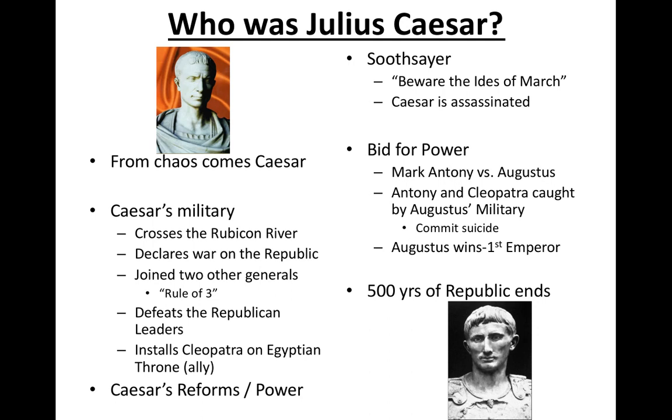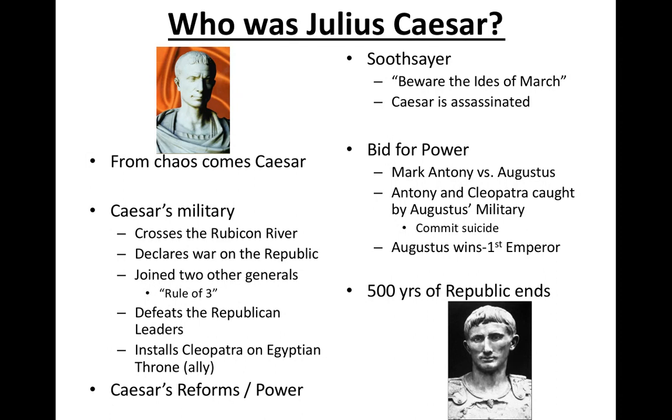Now, as Julius Caesar gains more power and likability and popularity amongst the people, he actually installs Cleopatra, one of his allies, on the throne in Egypt. And he starts to put in place reforms and starts to help the people, some of the things that the Gracchus brothers were trying to do. But he gains a lot of power in this time period. In fact, he gains so much power that people are starting to wonder if he's trying to become a dictator.